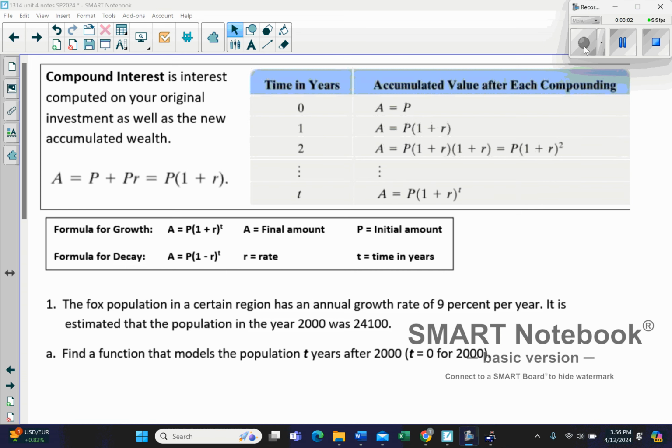Okay, so now what we're going to look at is the application problems with these exponential functions. And so we're going to start with compound interest, and we're going to start with a simple one where it's basically compounded yearly. Compound interest is interest computed on the original investment as well as the new accumulated wealth.